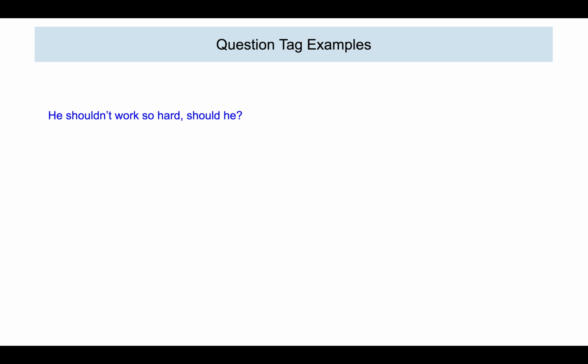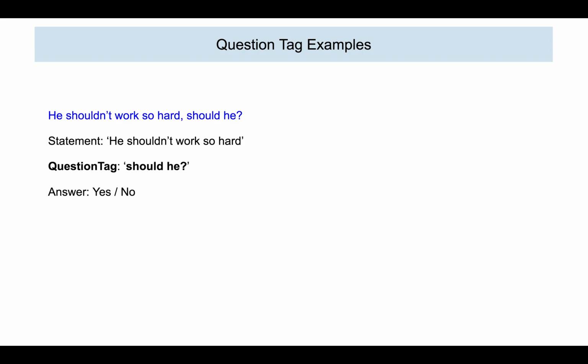Second example. He shouldn't work so hard, should he? Now, what is the main statement here? He shouldn't work so hard. And the question tag is should he? Now, the question deserves an answer. So, what is the answer? Answer can be either yes or no, or you can reverse the question tag. That means he should or he shouldn't, depending on what is the answer that the listener wants to give.